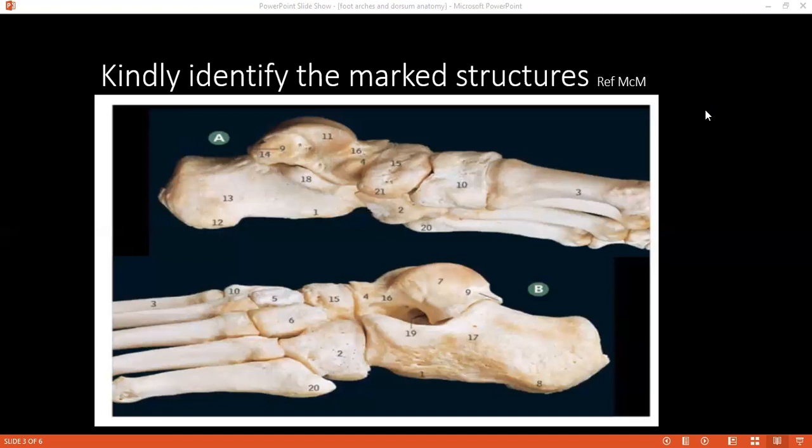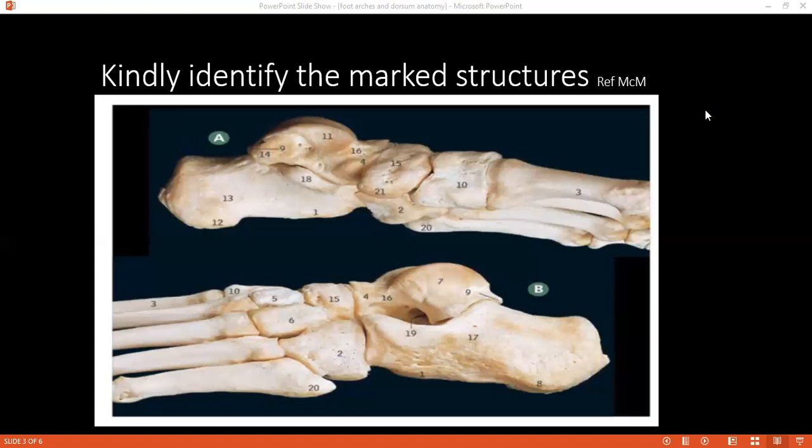What are the movements which occur at the subtalar joint? At the subtalar joint, there is inversion and eversion. Okay, what are the muscles which perform inversion and eversion? Inversion is performed by tibialis anterior and tibialis posterior, and eversion by the peroneus longus and peroneus brevis.